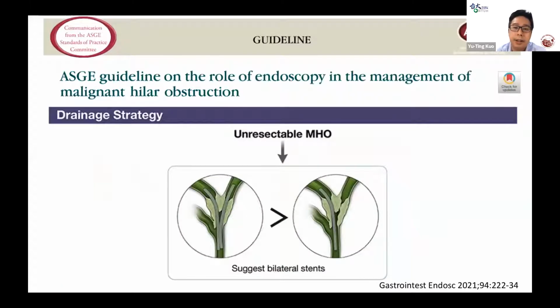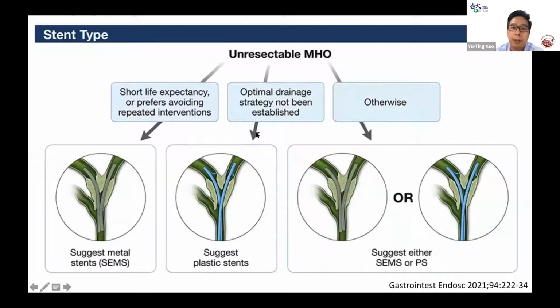So this year, the ESGE guideline also suggests bilateral stents compared to unilateral stent for unresectable malignant hilar obstruction. And if the patient has a very short life expectancy and prefers not to receive ERCP very frequently, bilateral metal stents are the first choice. On the other hand, if the optimal drainage strategy is not clear, after discussion with the oncologist, surgeon, or patient, maybe bilateral plastic stents will be the better choice.